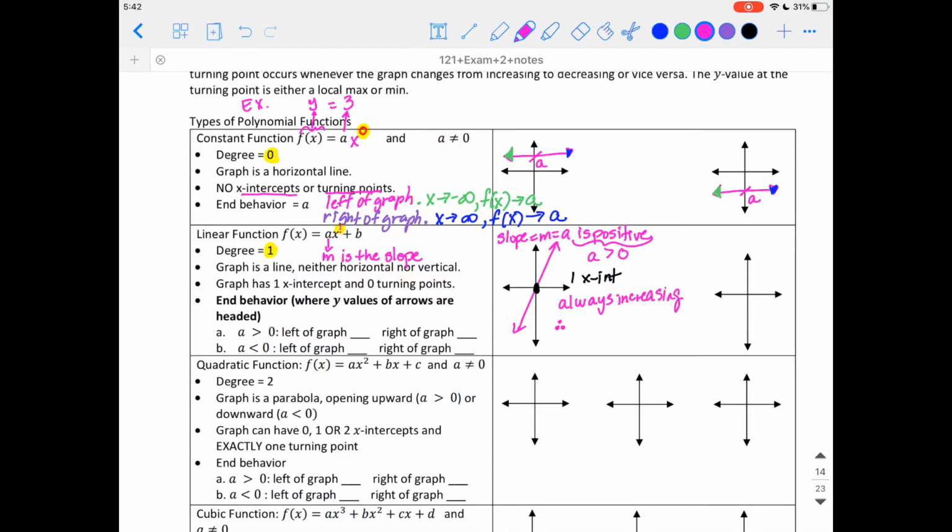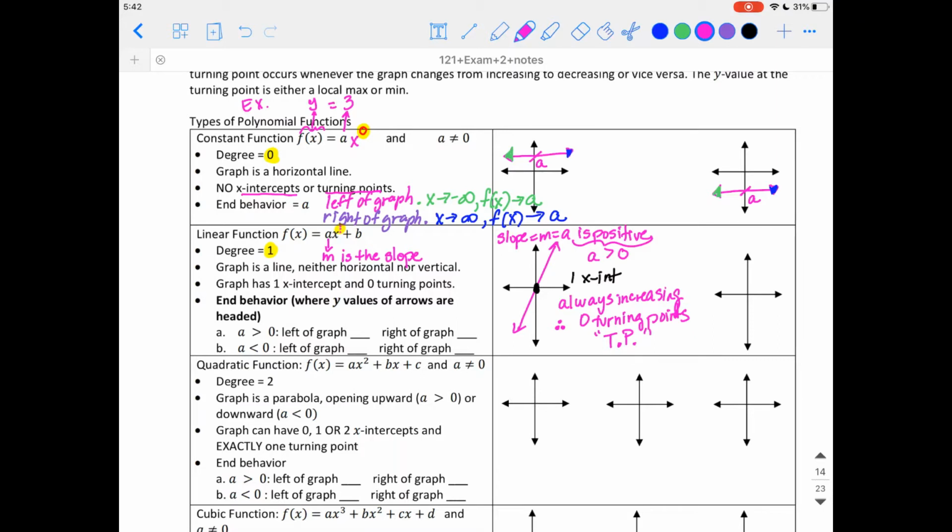My 3 little dots mean therefore I have 0 turning points. Now for the rest of these, it's technically going to be 0, capital T, capital P for turning points.